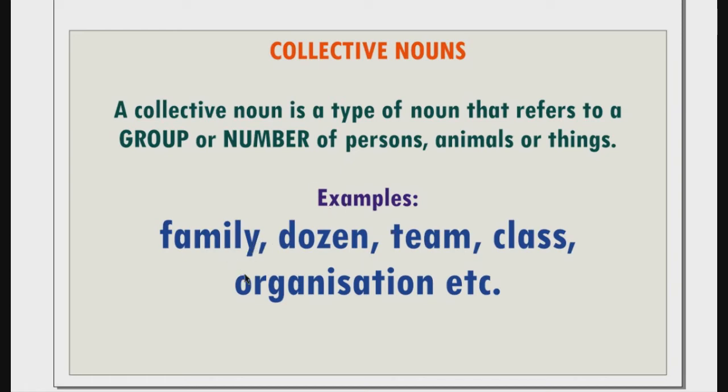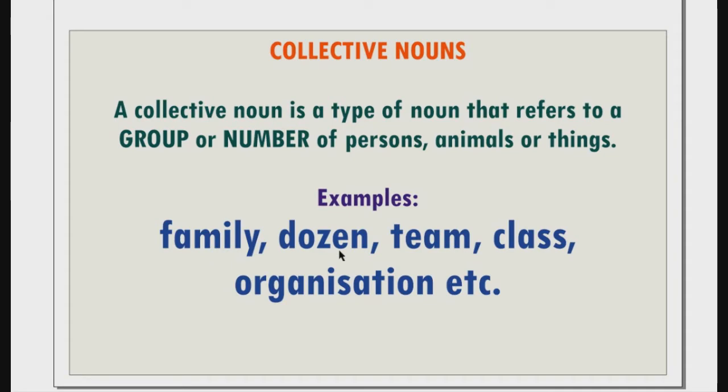Family, dozen, team, class, and organization. Let's look at the family, for instance. Only one person cannot make up a family. A family must be a group of people: the father, the mother, and the children. So just a person cannot make up a family. So a family is an example of a collective noun.